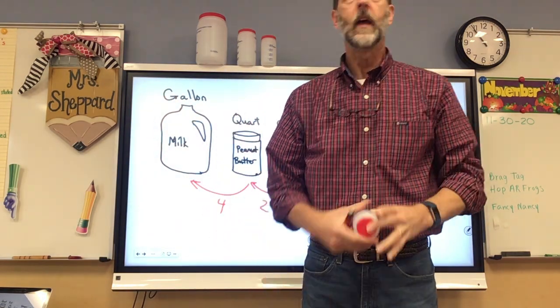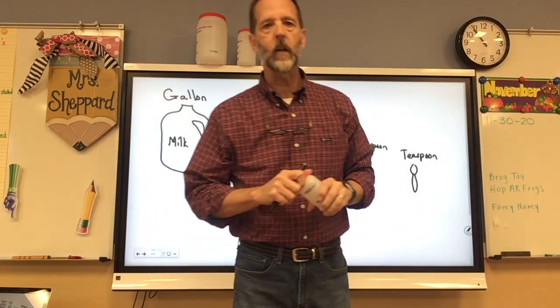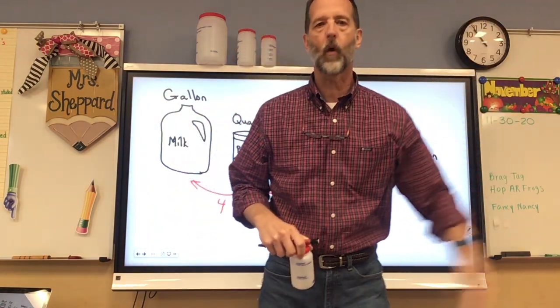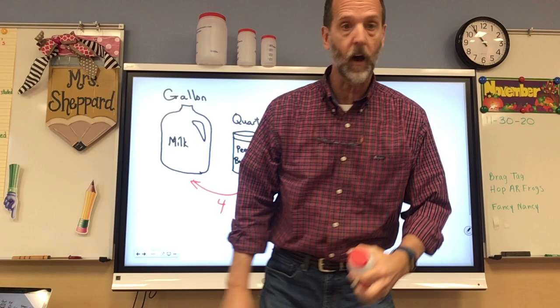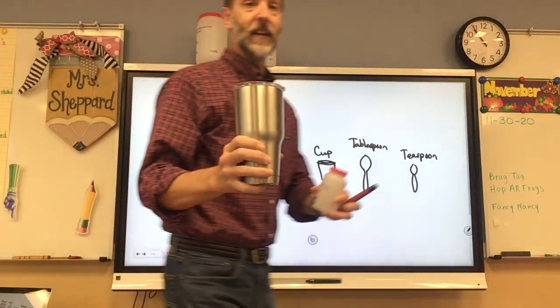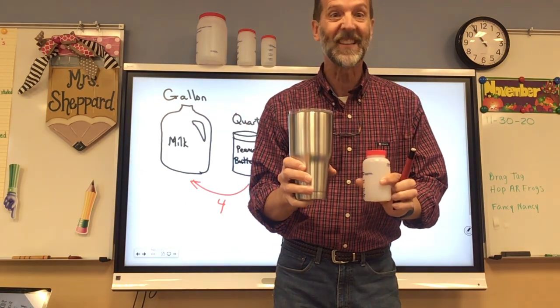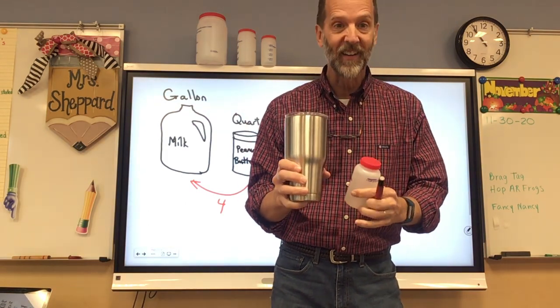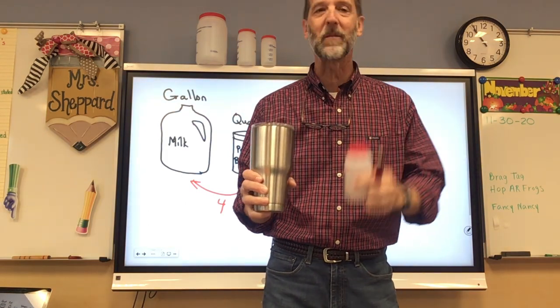Okay? The cup. A cup is sometimes difficult for kids to understand because people throw around the word cup all the time. For example, my coffee cup is right here. It's not a cup at all. It's a coffee mug. Okay? If people use the word mug instead of cup, we might be better off.